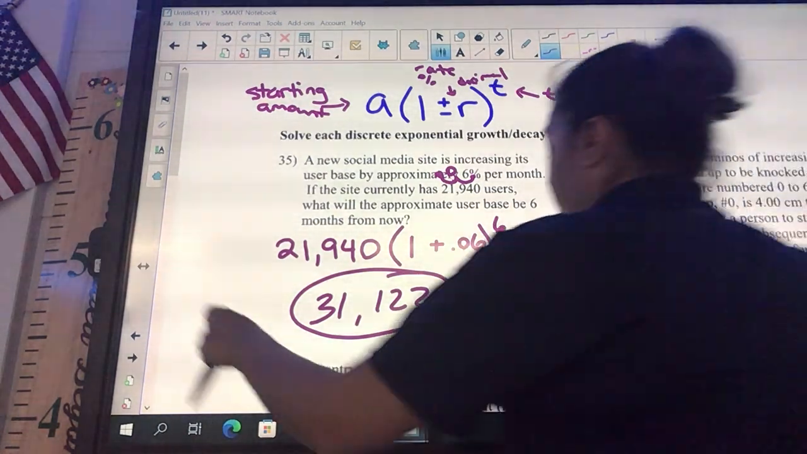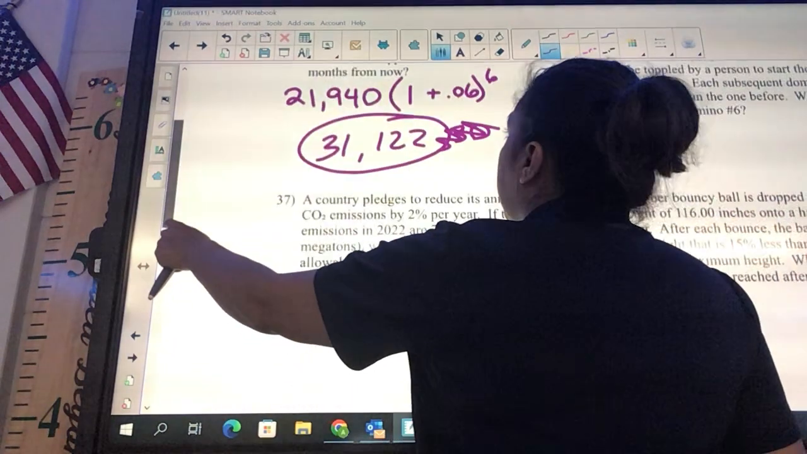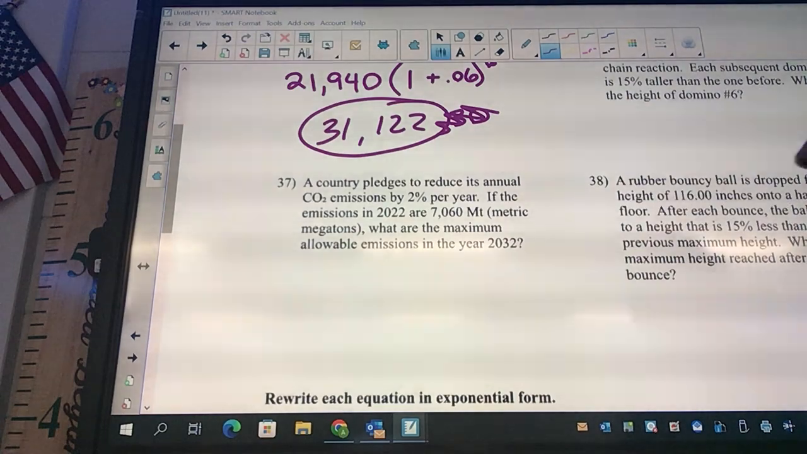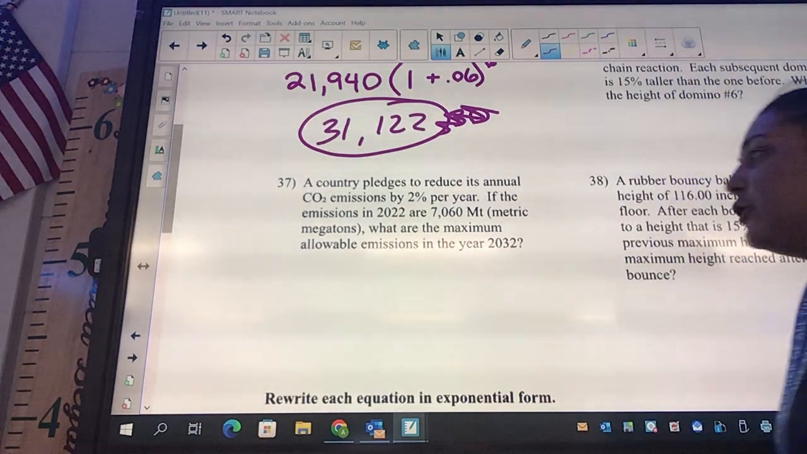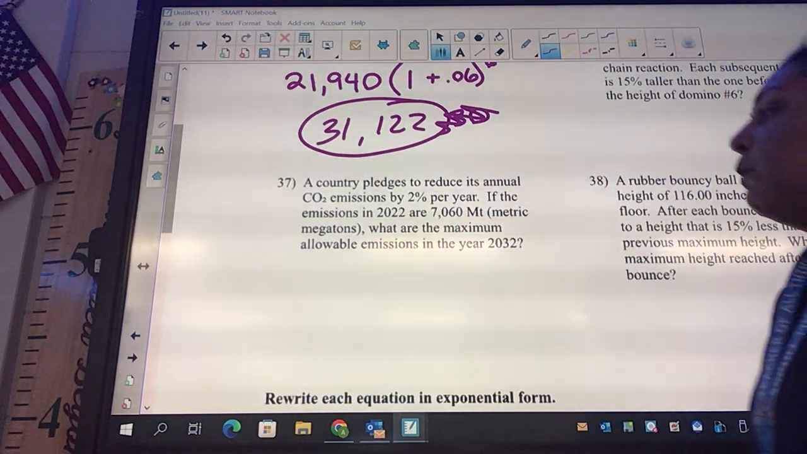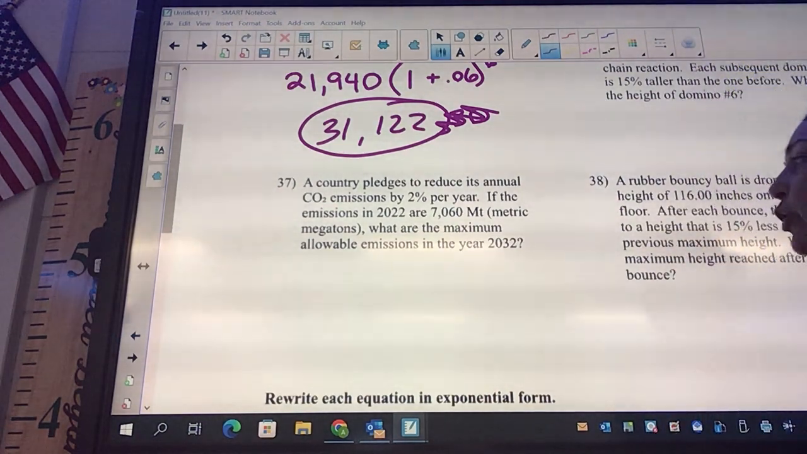Okay, a country pledges to reduce, what's reduce mean? Subtract. Its annual CO2 emissions by 2% per year. If the emissions in 2022 are 7,060, what are the maximum allowable emissions in 2032?